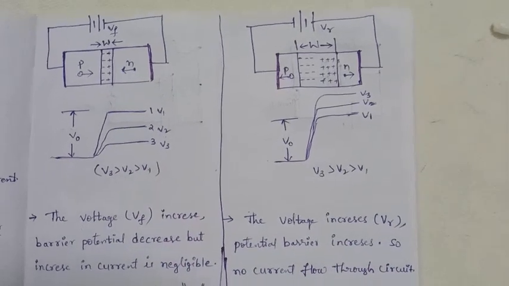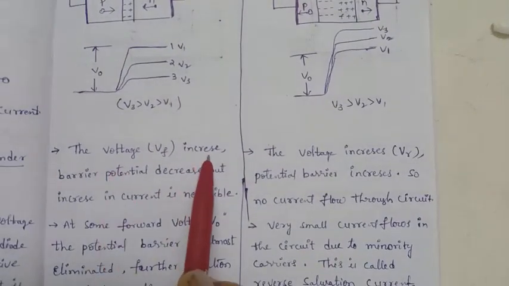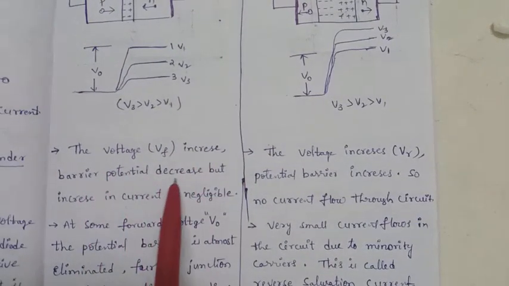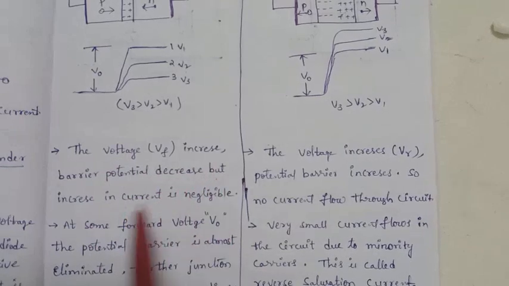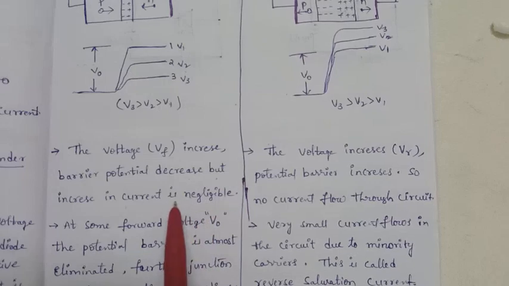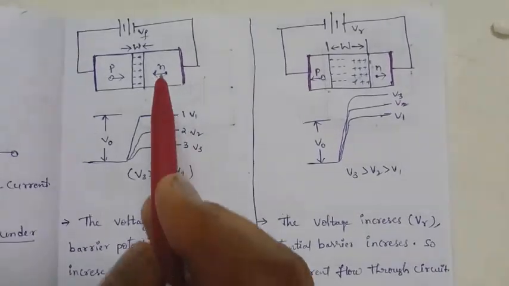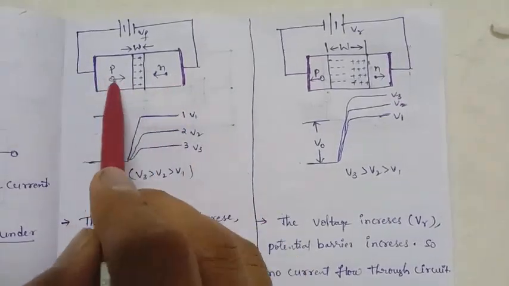So here you have to observe the points. As the voltage increases, the barrier potential decreases, but the increase in current is negligible. Why? Because this current is due to only minority charge carriers. That's why you are neglecting it. Here the current is due to majority carriers, meaning electrons are moving in this manner.